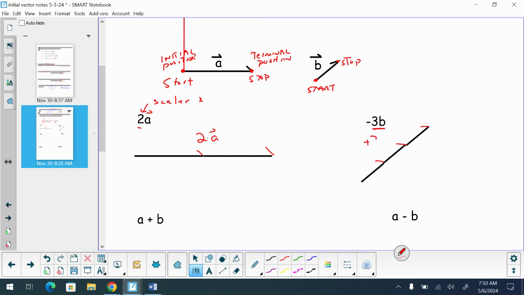This would be a positive 3b, going upwards to the right. We're just tripling the length of b. So we have positive 3b going upwards to the right. What do you think we do if we had a negative 3b? What should we do? Well, think about what the negative means.